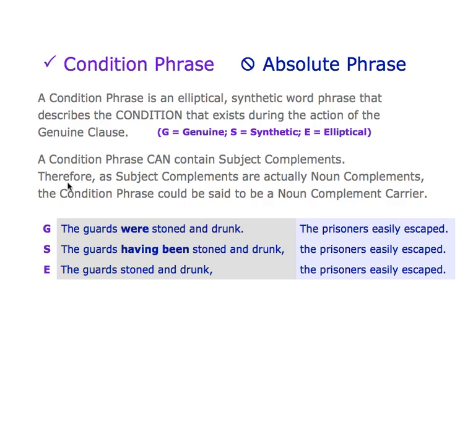So basically, what I'm saying is, with this newly remodeled phrase, which used to be absolute and is now called the condition phrase, there's an element of noun complement within, okay? And we're going to find out exactly where to find it and what it is.